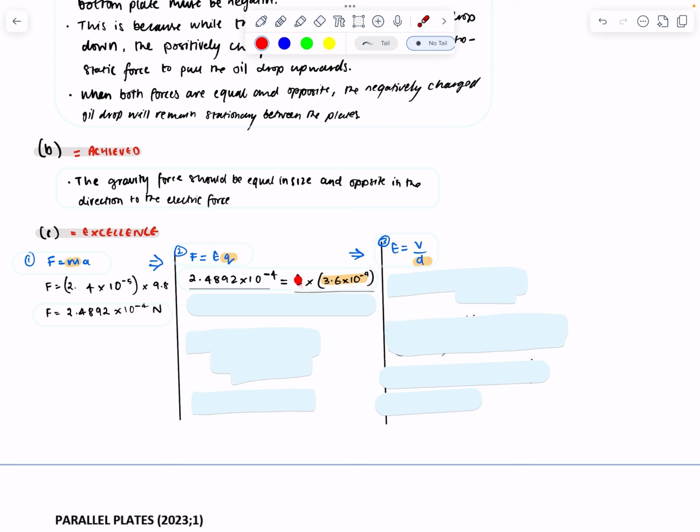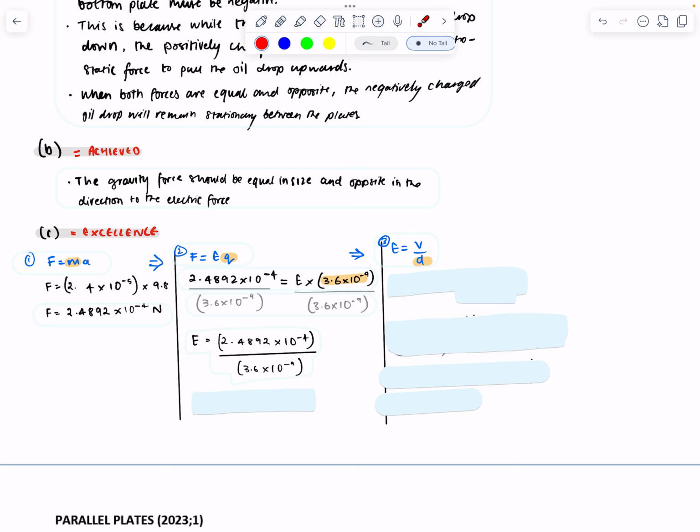To get E all by itself, currently it's being multiplied by 3.6 times 10 to the power of negative 9. So I need to get rid of this. How do I get rid of something that is multiplied? Well, I have to divide by this number, and so that cancels this out. And what I do to one side of the equal sign, I have to do to the other, which is why I've divided this side by this value here. So what we're left with is E equals this portion over here, which I've rewritten here, okay?